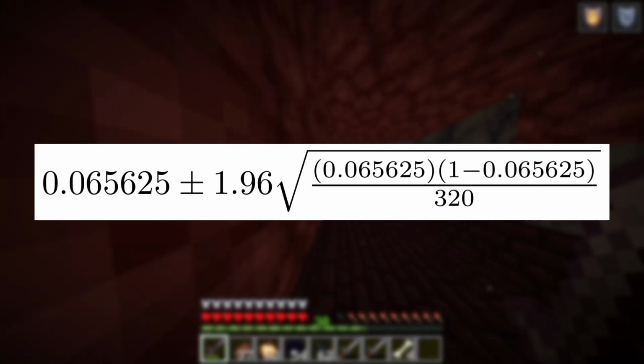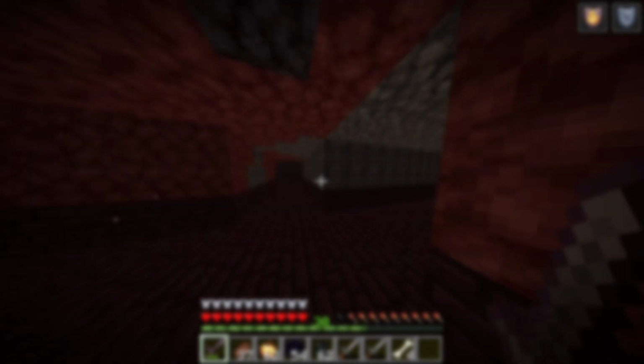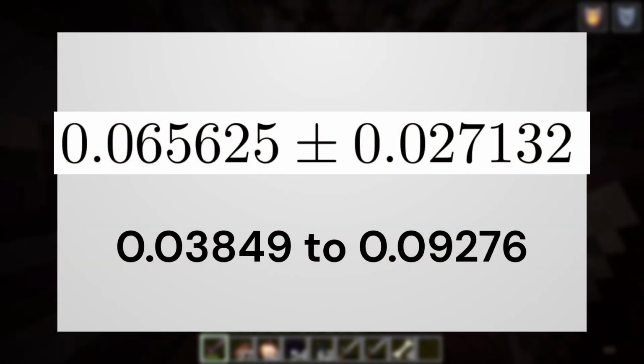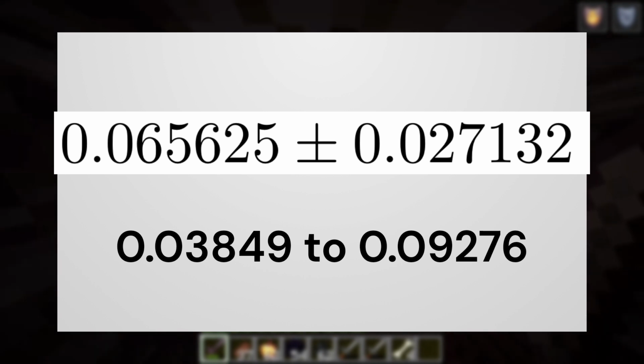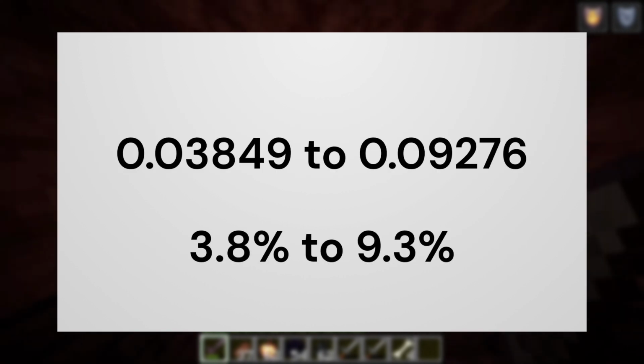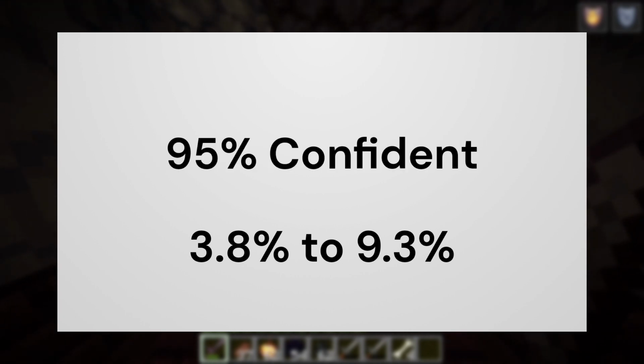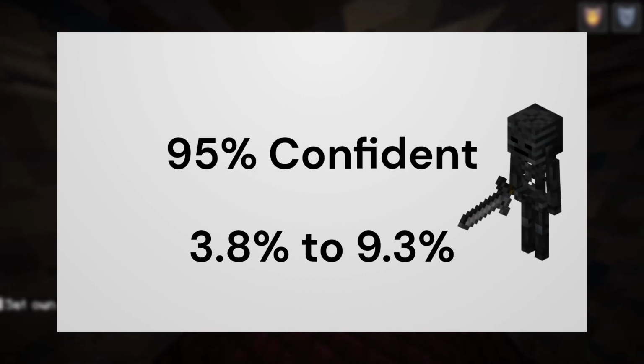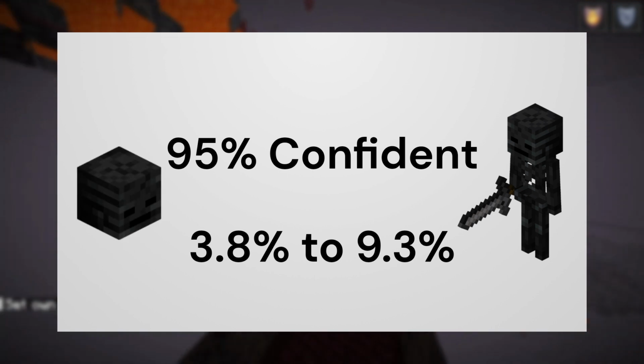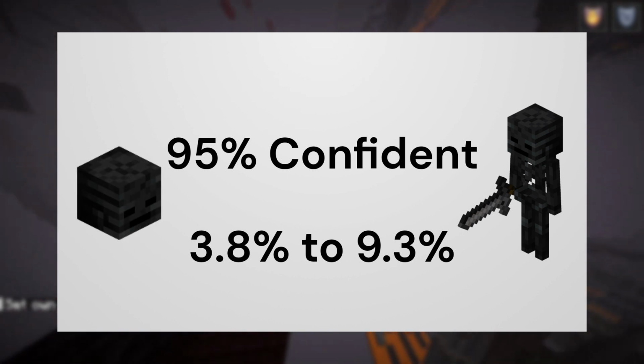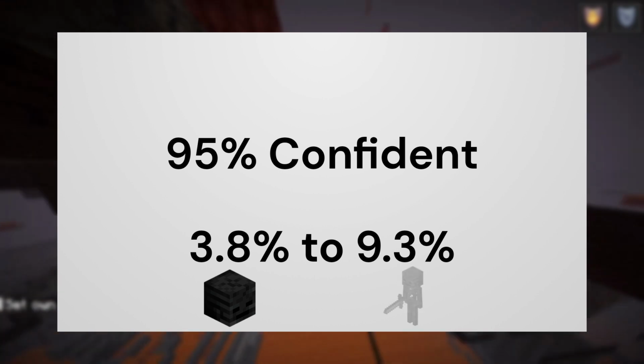We just plug in all these values and find a confidence interval of 0.03849 to 0.09276, which is about 3.8% to 9.3%. So what do these numbers mean? Well, we can say that we are 95% confident that the true proportion of wither skeletons that drop heads when using a looting 3 sword is between the values of 3.8% and 9.3%.